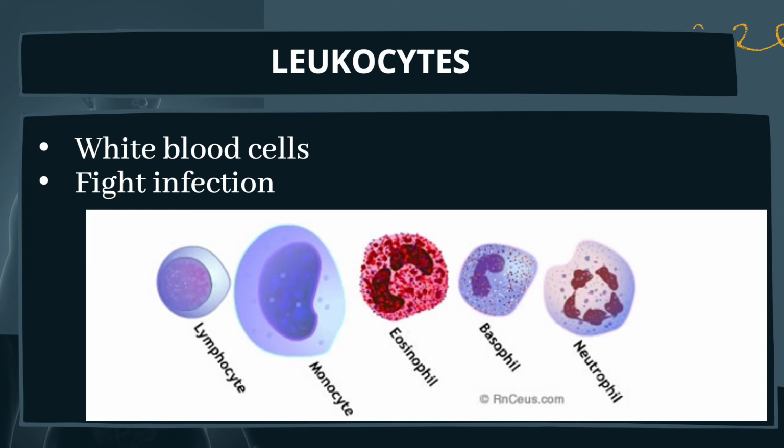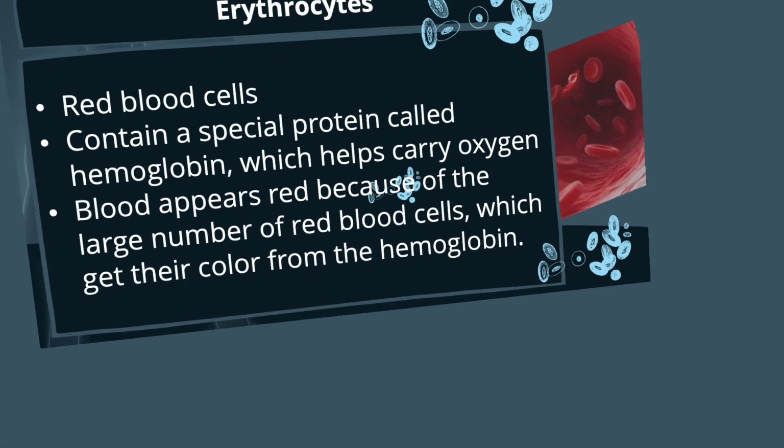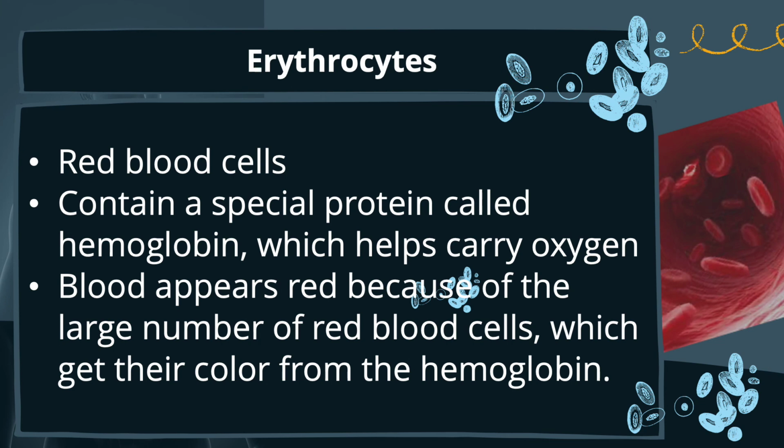The leukocytes are also known as the white blood cells. They help the body in fighting infections. And lastly, the erythrocytes. These are the red blood cells. They contain a special protein called hemoglobin, which helps carry oxygen. Blood appears red because of the large number of red blood cells, which get their color from hemoglobin.